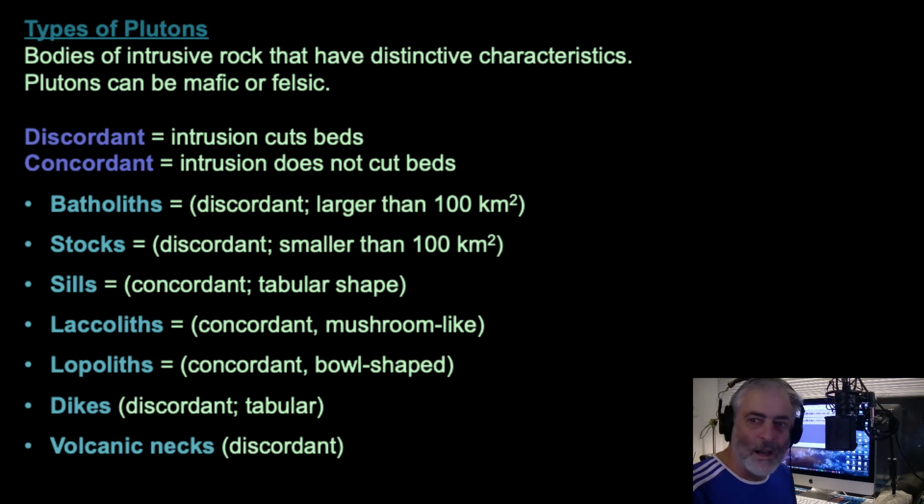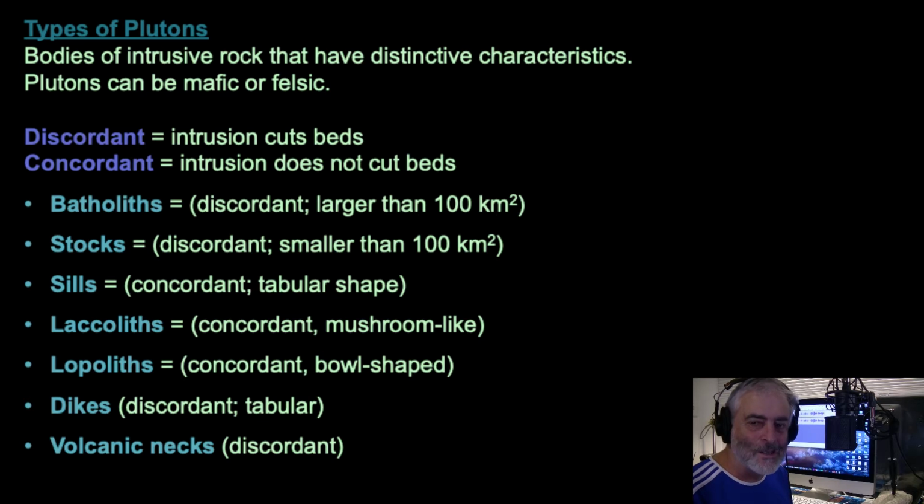And there's one in Idaho, the Idaho batholith. So those batholiths exist in various places across North America and across the world for that matter. But a batholith has to be discordant. It will be discordant, let me put it that way. And it's also larger than 100 square kilometers. So 100 square kilometers is kind of the break-off, because anything smaller than that, we're going to call it a stock.